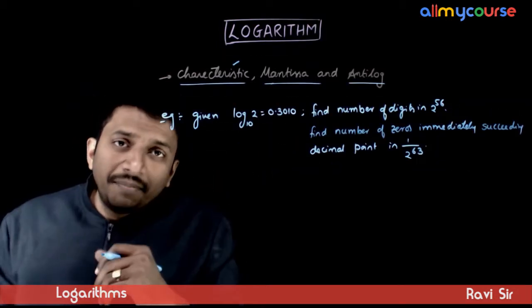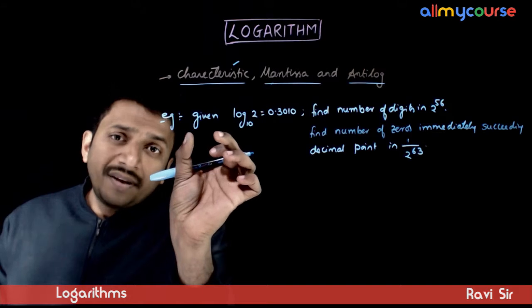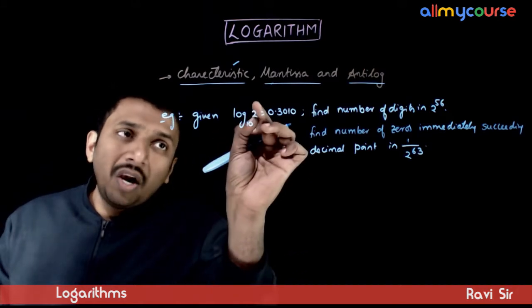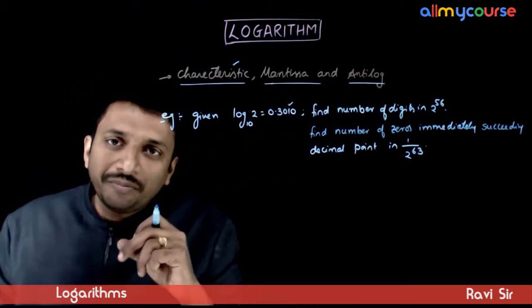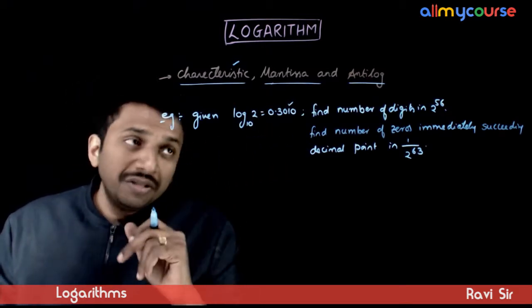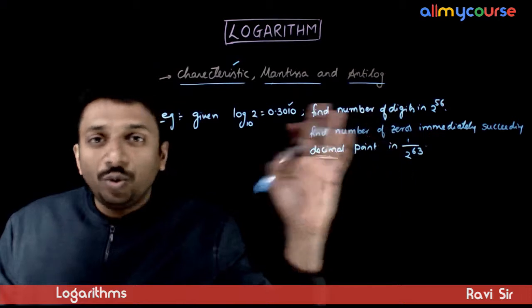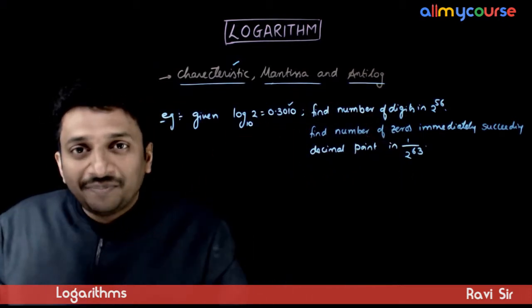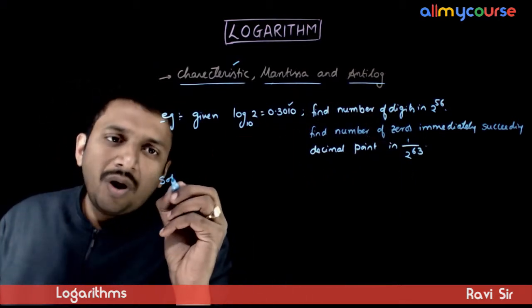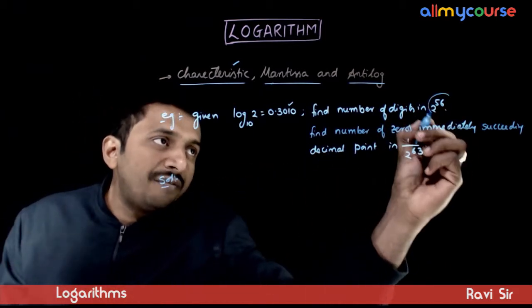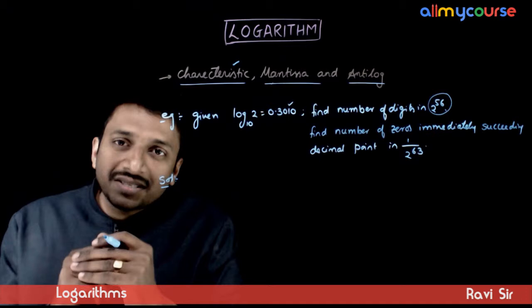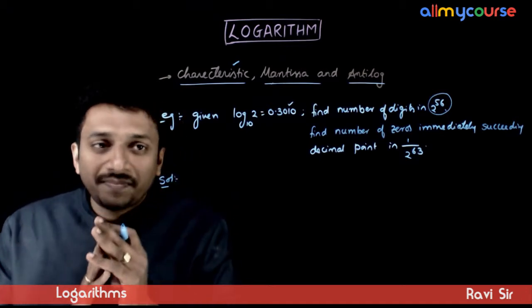So let us take an example. In a given question, you're given that log 2 to the base 10 is 0.3010. This information is given to you. Using this information, can you calculate the number of digits in 2 power 56? Let's take the same example. So if you want to solve this question, if I want the number of digits in a number x, I need to calculate log x.